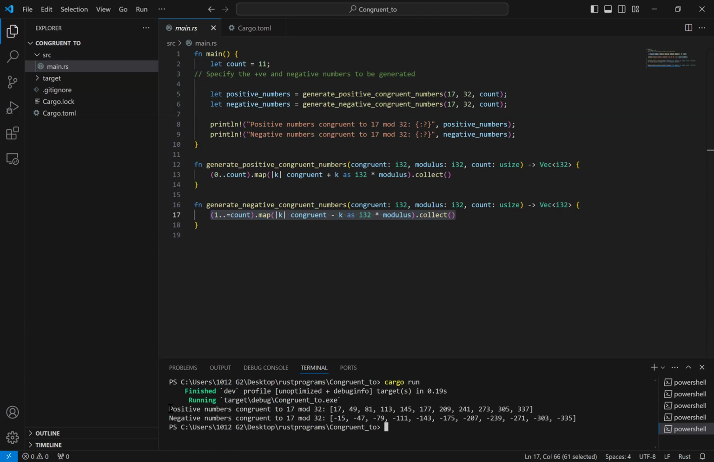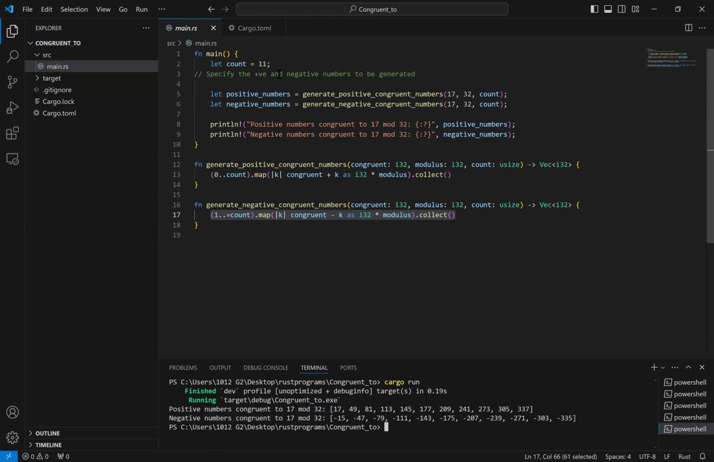When you run that, you can see the positive numbers congruent to 17 mod 32 have been listed here. How many are they? 1, 2, 3, 4, 5, 6, 7, 8, 9, 10, 11. And then the negative values that are congruent to 17 mod 32 have also been listed here, and are also 11.